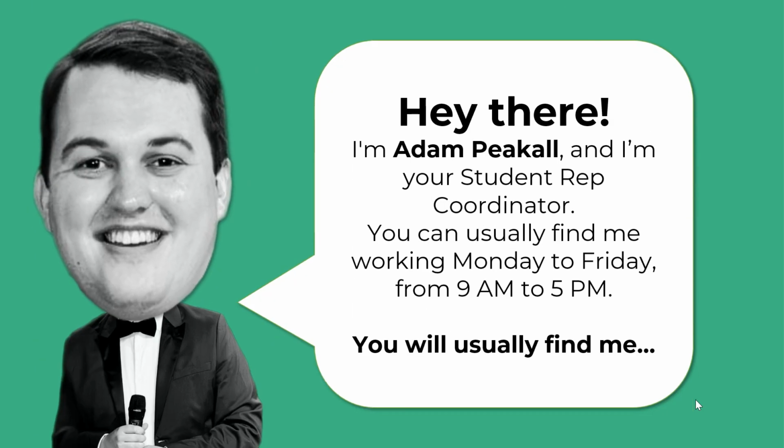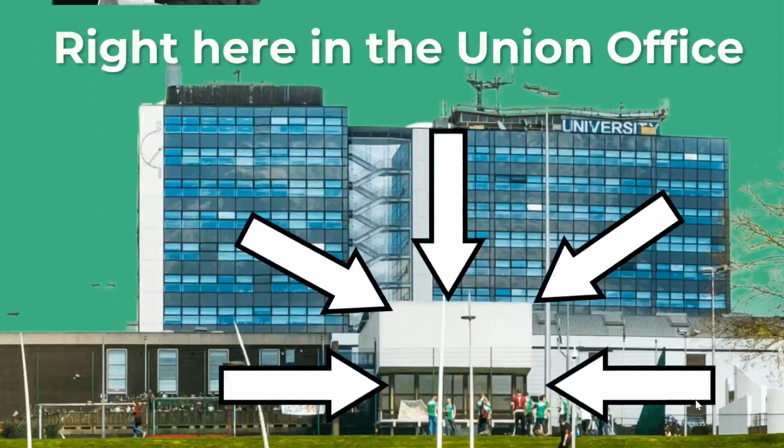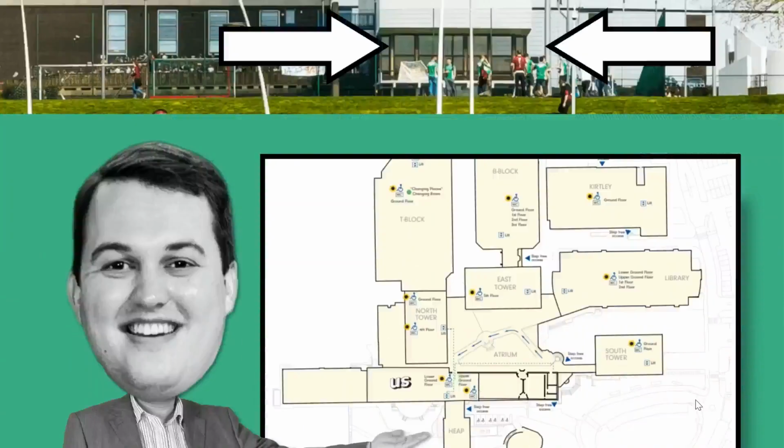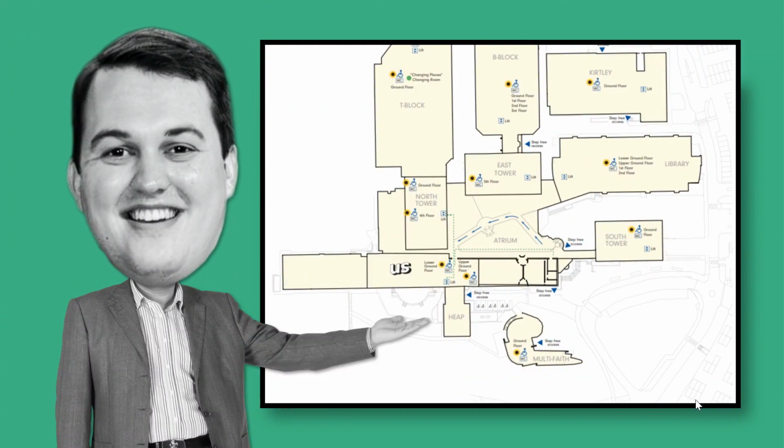So my name is Adam Peakle. I'm your student rep coordinator. That means I am there to support you through your journey as a student rep. You can usually find me working Monday to Friday from 9 a.m. to 5 p.m. I'm usually online, but if you ever need to find me in person, you'll usually find me right here in the union office, which is the part of the building surrounded by the arrows.